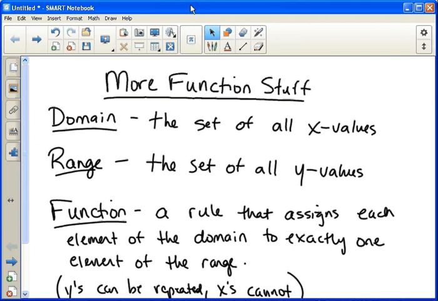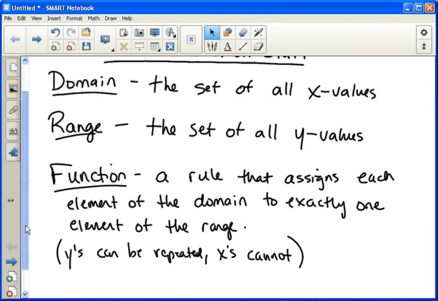So I also want to just remind us what a function actually is. Now there's lots of definitions, a different book would give you a different definition. This is a definition that comes mostly from one of my old teachers, but I think it's one of the best ones. And that's: a function is a rule that assigns each element of the domain to exactly one element of the range. Now what you really need to know there is that y's can be repeated in a function, x's cannot be repeated in a function.